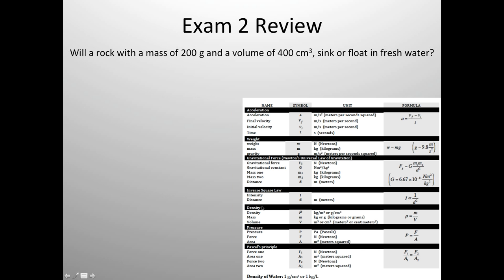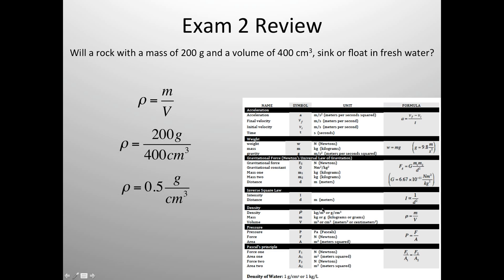So our density equation, we'll go down and look for our density title here, and you'll see rho equals mass over volume, rho being the symbol for density. So we end up with 200 grams divided by 400 centimeters cubed, and 200 divided by 400 gives me 0.5, and my units are grams per centimeters cubed.